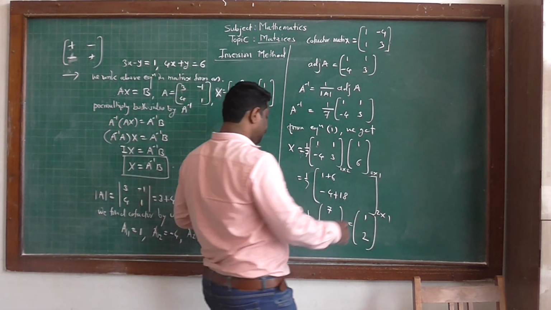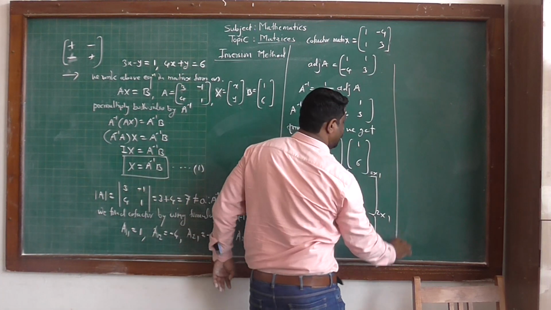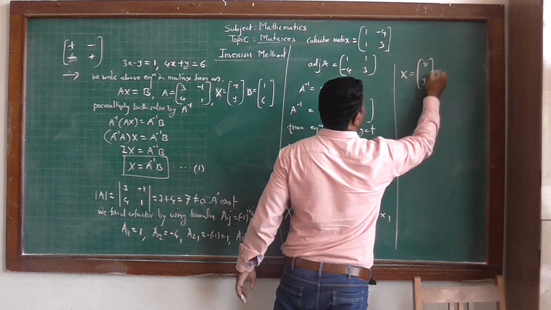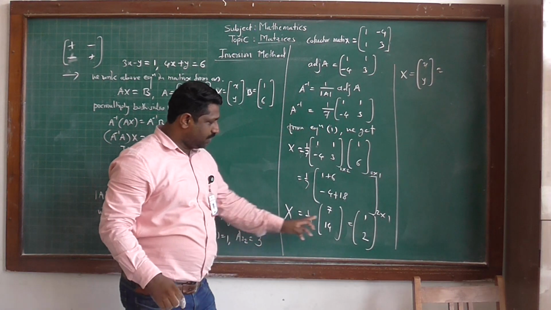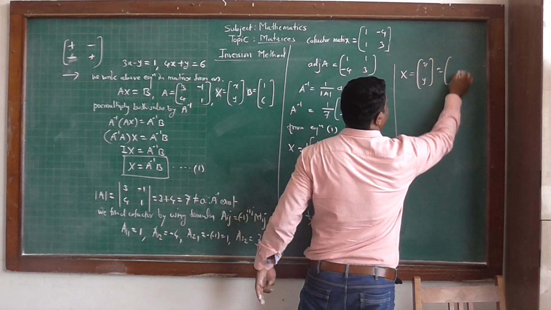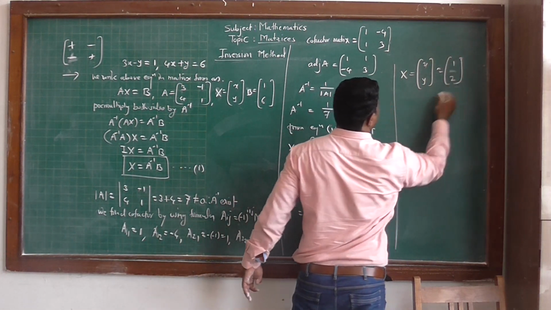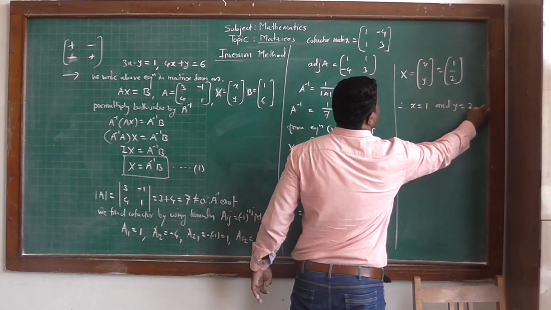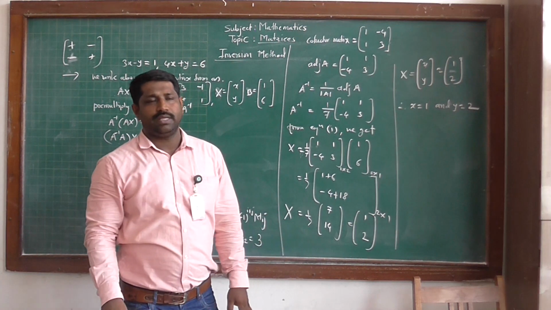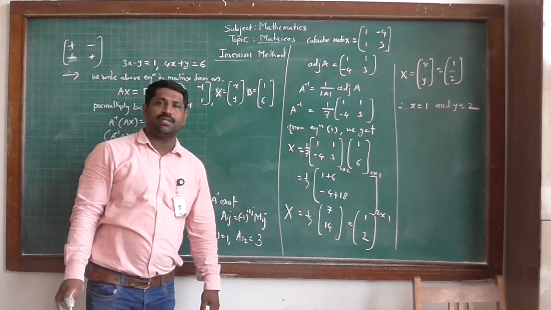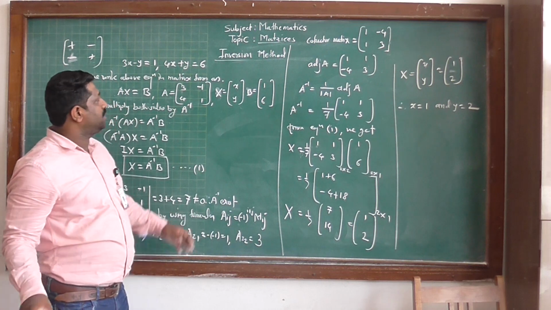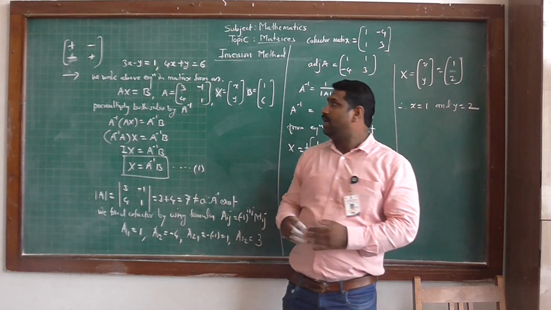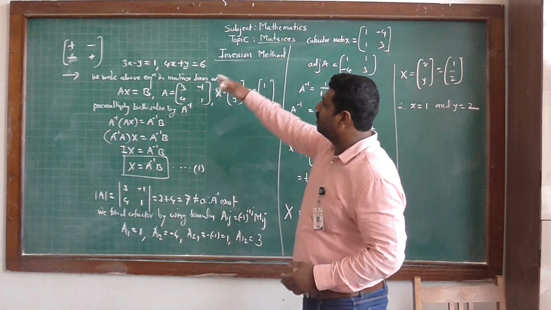So here X is nothing but the column matrix x y, and X is equal to 1 2. So therefore x is equal to 1 and y is equal to 2. So in this way we can find the solution of a system of linear equations in two unknowns, and we have the solution x is equal to 1, y is equal to 2. Now we substitute this value in the given equation.